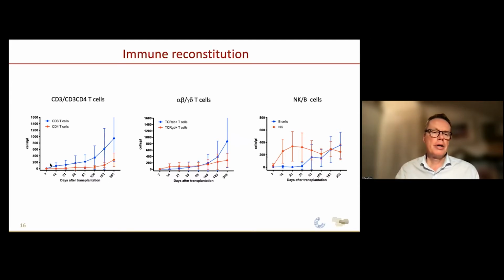How was immune reconstitution with this approach? You see here the CD4 counts in red and the CD3 counts in blue at different time points after transplantation, the counts of alpha-beta and gamma-delta positive T cells, and the B cells and NK cells. And you can observe that there is an initial flare of NK cells, as we often observe in this T-cell depleted setting after haploidentical transplantation, which I think is a benefit, especially in patients who are treatment refractory or with remaining disease burden.